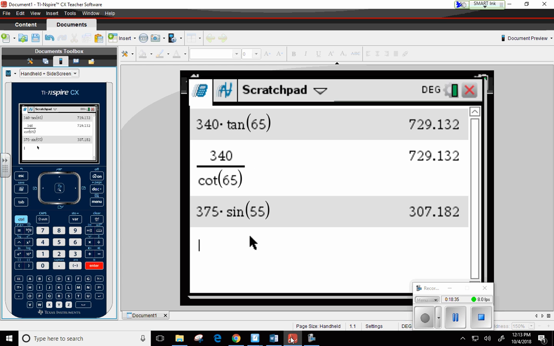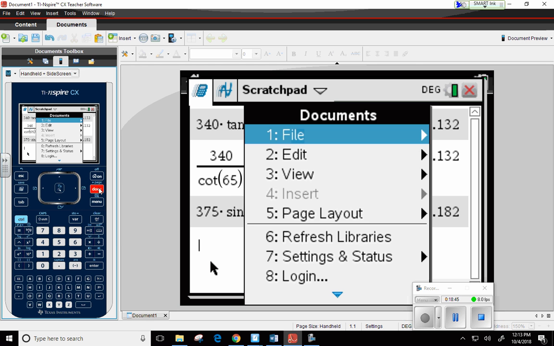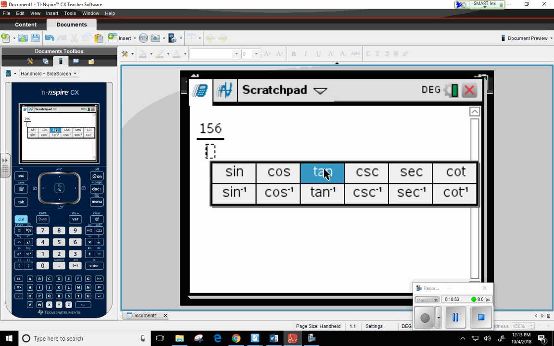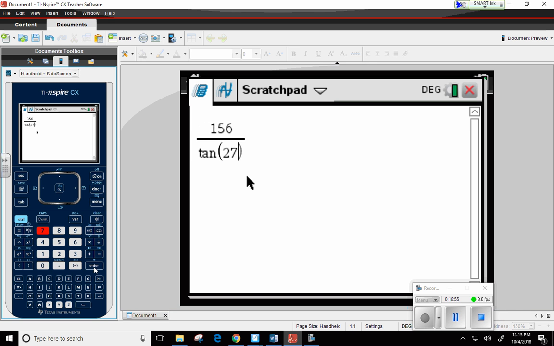Let me get rid of this. Of course, because I used different colors, it's not going to let me use that anymore. Okay, so control divide, we have 156 divided by the tangent of 27. So how far away from the base of the lighthouse is the first ship? Let's say about 306 feet. Now let's do the exact same thing for the larger triangle.